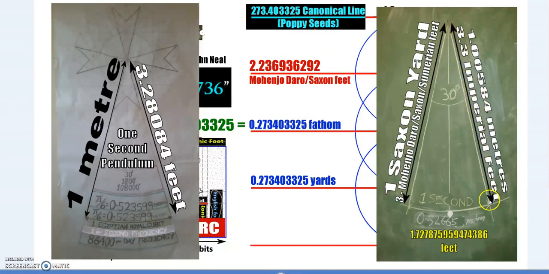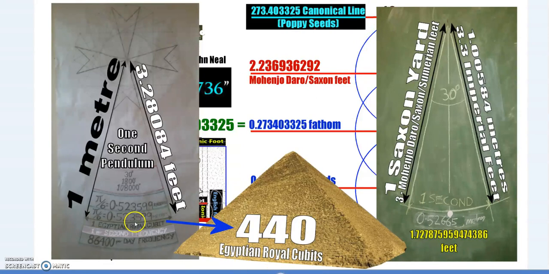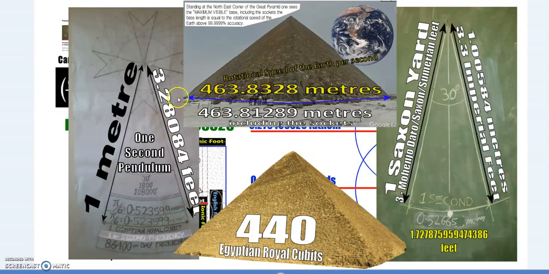The 3.3 imperial feet, or 1.0584 meter pendulum, 1 Saxon yard, or 3 Mohenjo-Daro units, delivers us to the canonical cubit. Now we get the canonical scale. So, Great Pyramid, 1 meter pendulum, pi over 6 meters times 440 gives us the average base length of the Great Pyramid within the thinnest human hair of a definition. Stand at the corner of a Great Pyramid, include the sockets, you get the rotational speed of the Earth per second. 1 second, cubits, meters, all joining.